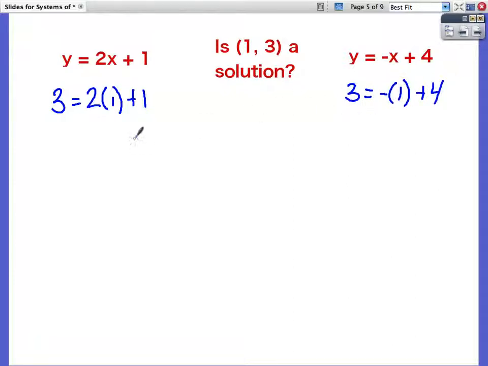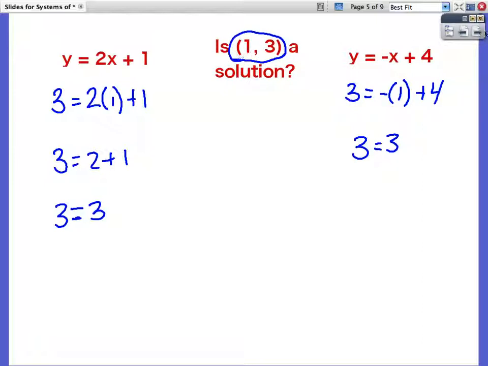If you end up with true statements in both equations, then we know that this point 1, 3 is a solution. And as you can see quickly, as we simplify these, you get two true statements. So that's another way to say, okay, this is definitely a solution for both equations.